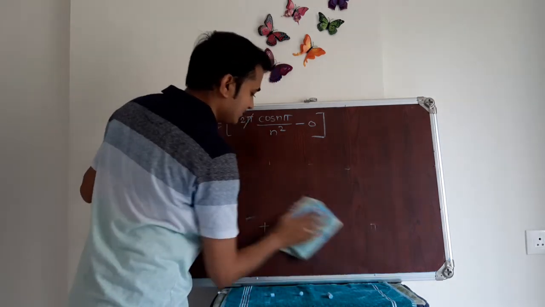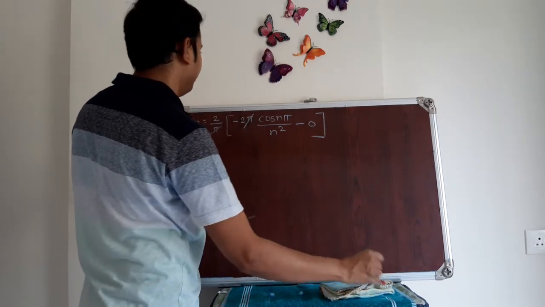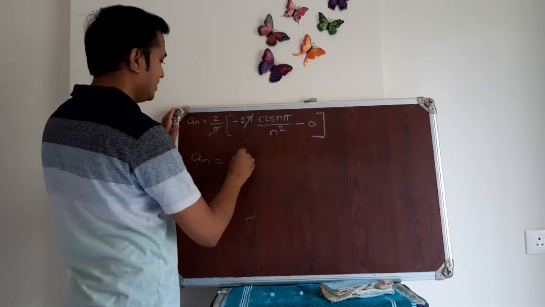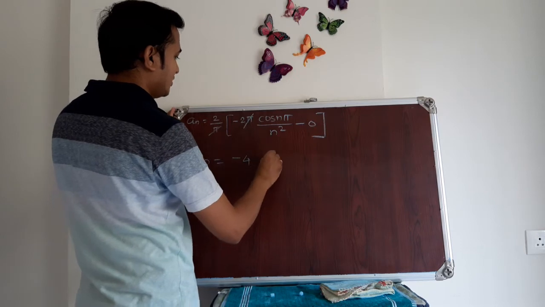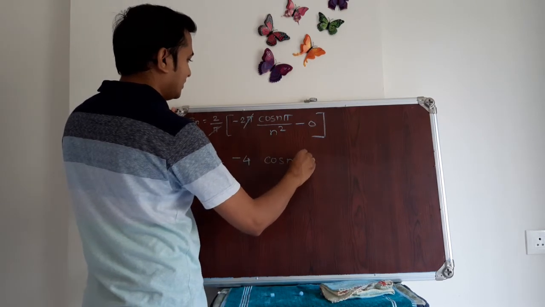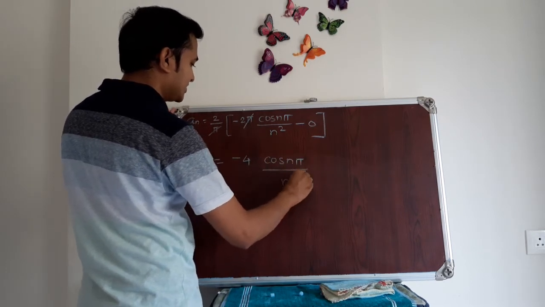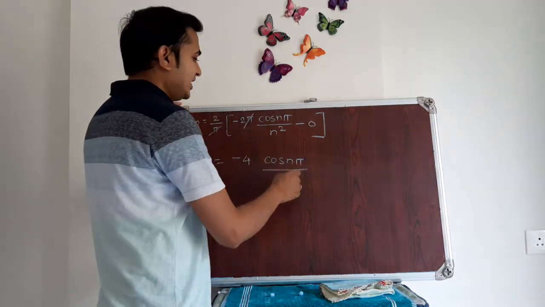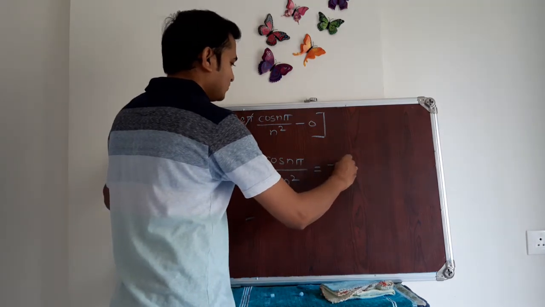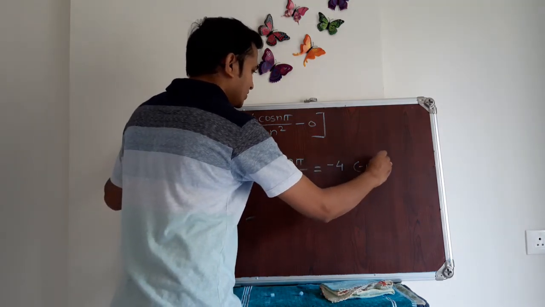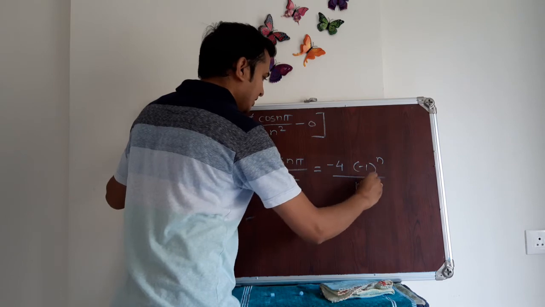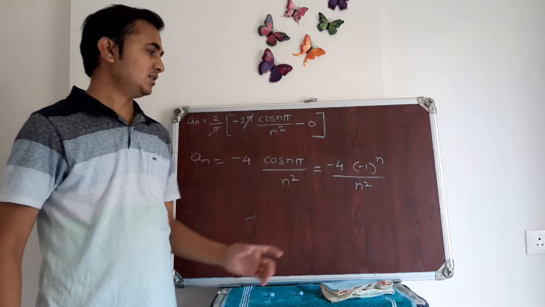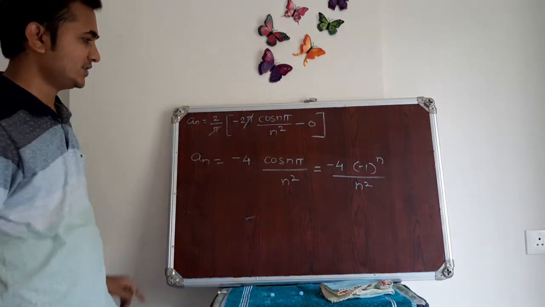So an is simply minus 4 cos n pi upon n square. Okay, but we know that cos n pi is minus 1 raised to n, so minus 4 into minus 1 raised to n upon n square. Alright, cos n pi is minus 1 raised to n, that we have already discussed in last lecture.